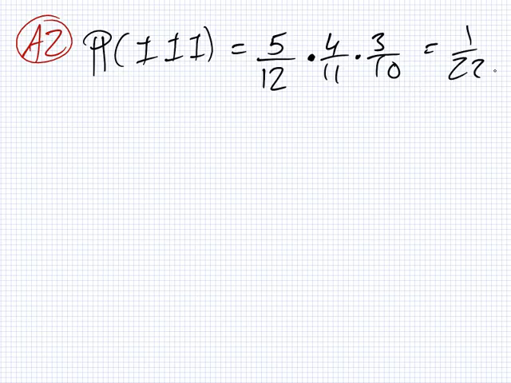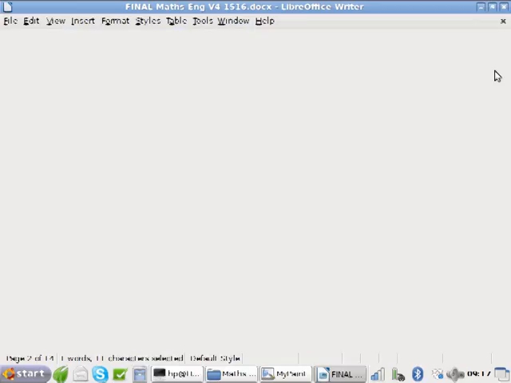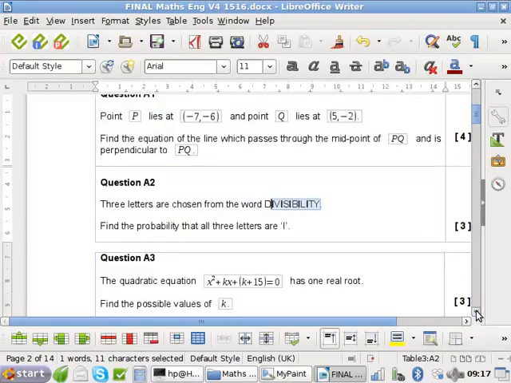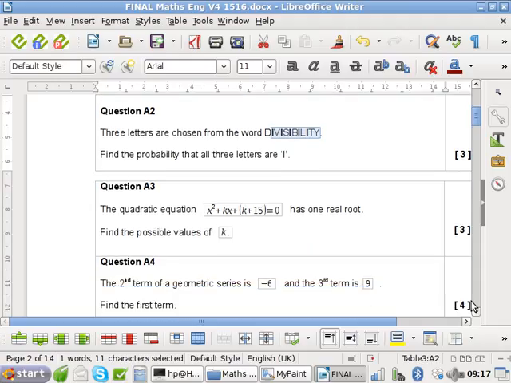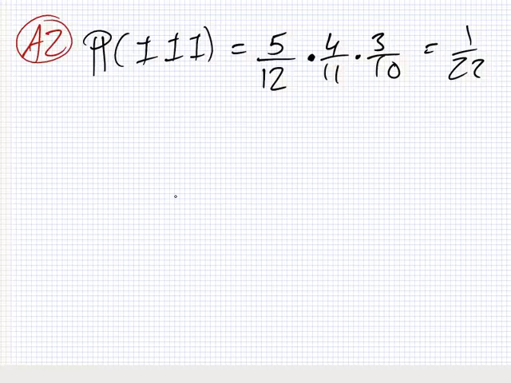Right, that's A2 done. 1 over 22. Yeah. Right, A3. The quadratic equation x squared plus kx plus k plus 15 has one real root. Find k.